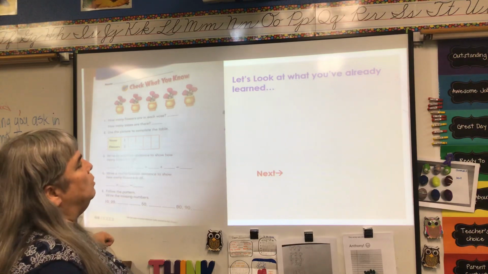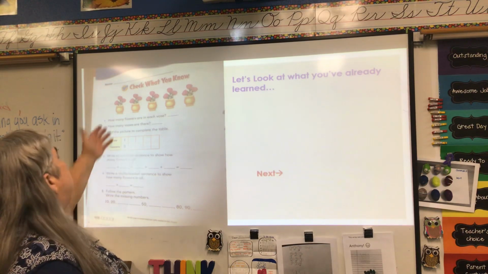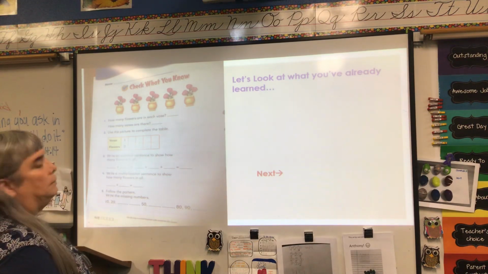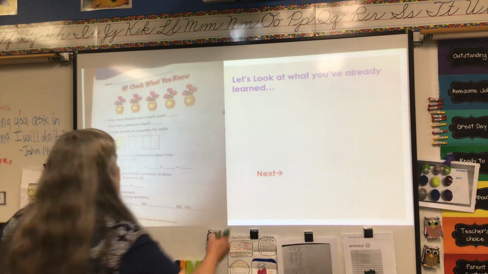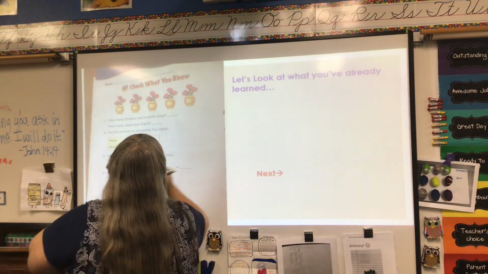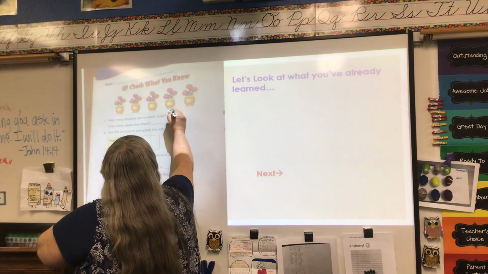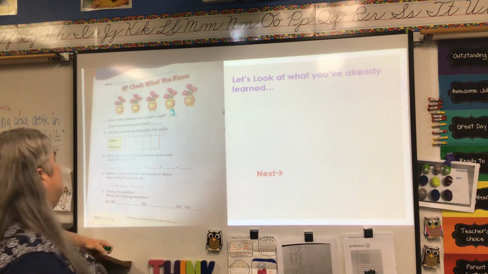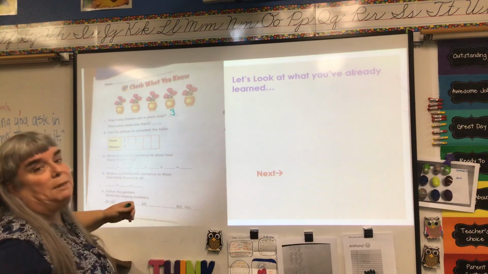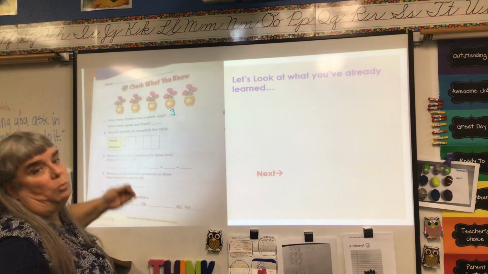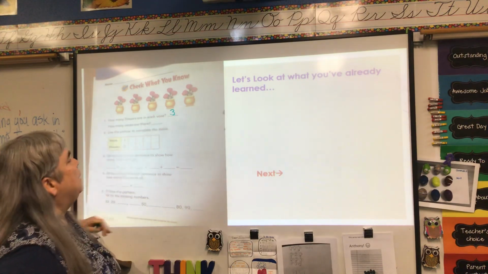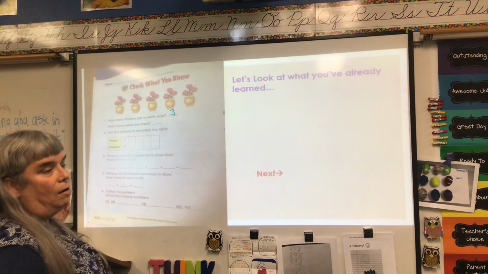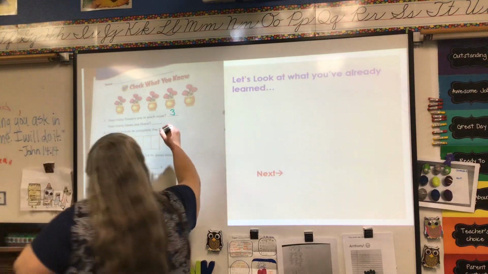Okay, so let's look at what you've already learned. Check what you know. How many flowers are in each vase? Looks like 3. And those do sort of look like carnations. So I think we're going to skip count by 3 to find our answer. But how many vases would be the equal groups? Because each group has the same number. So how many vases or how many equal groups are there? 5, right.